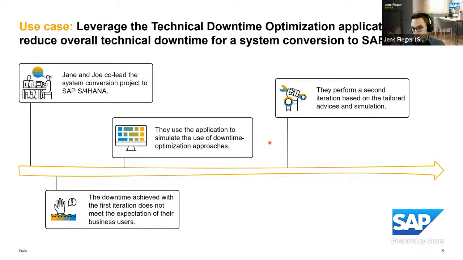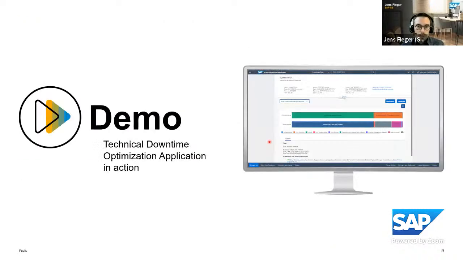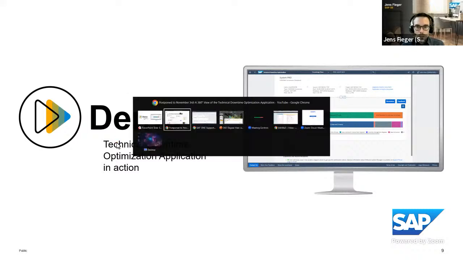I said we have a simulation feature. We can take a look. Is there any possibility to maybe squeeze the downtime by switching on any advanced technology like NZDM or DOC, downtime optimized conversion? This is what they do, and eventually they run a second iteration. They're going to compare these two iterations against each other, and let's see if they can make their business happy. Having said that, let's take it away from here into the demo mode.